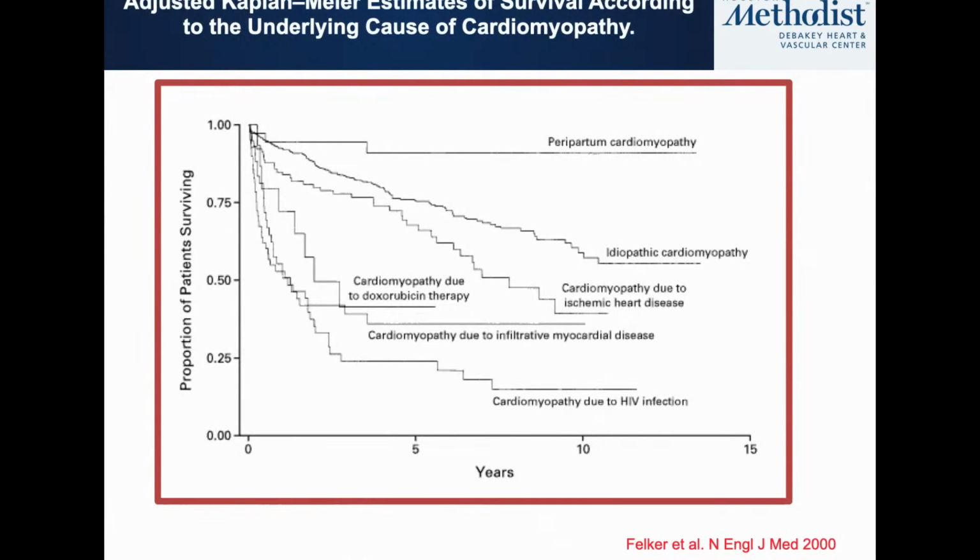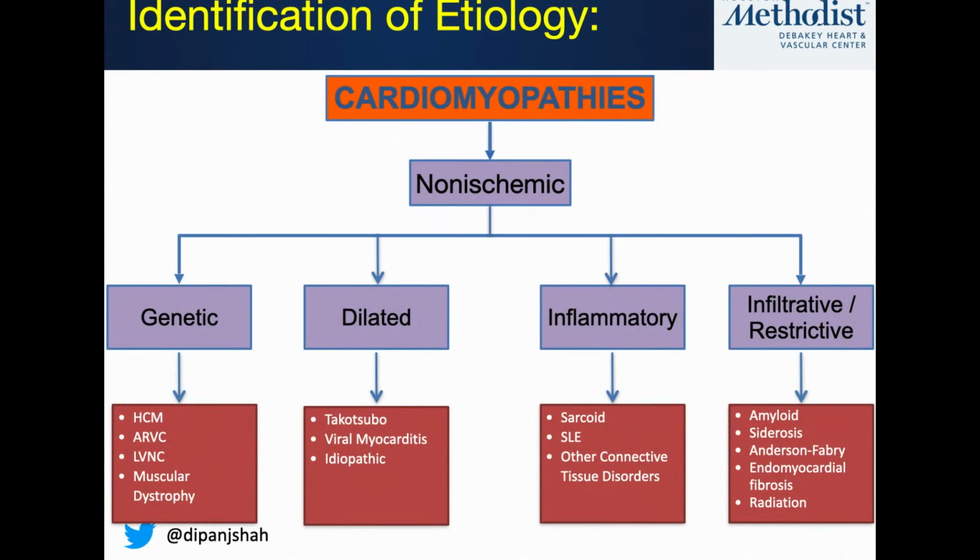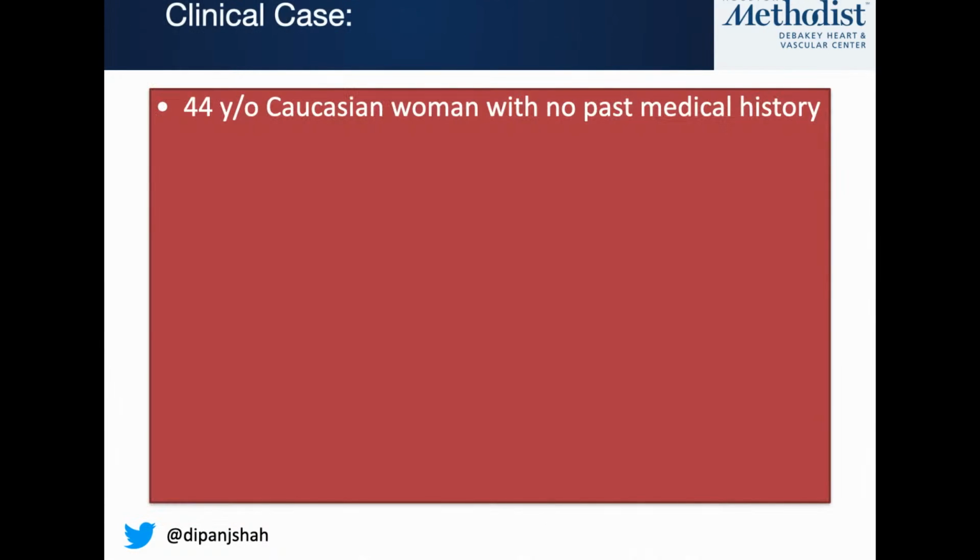As we touched on last week, trying to identify the specific etiology of non-ischemic myocardial dysfunction is important because it has significant prognostic implications and because there can be therapeutic management implications as well. Last week we touched on the genetic and the dilated cardiomyopathies. This week we're going to talk about the inflammatory and the infiltrative and restrictive. So let's start off with a case.